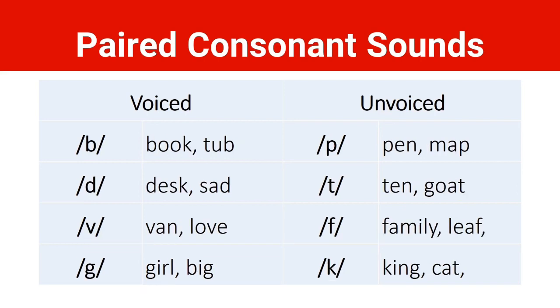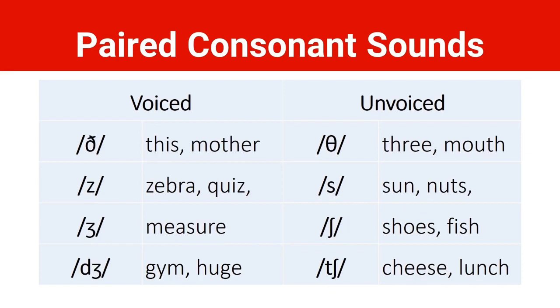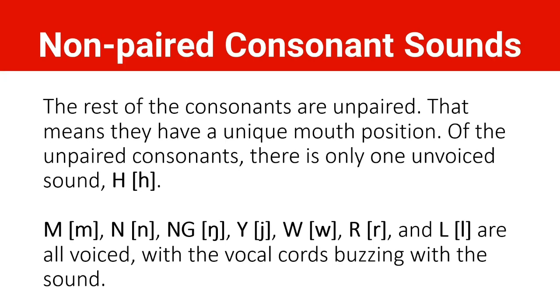Let's put them all together. B, P, D, T, V, F, G, K, Z, S, J, Sh, J, Ch. The rest of the consonants are unpaired. That means they have a unique mouth position. Of the unpaired consonants, there is only one unvoiced sound, which means there is no vibration while articulating the sound.